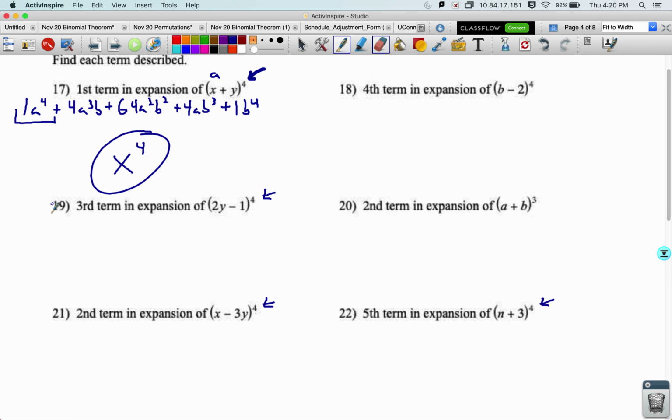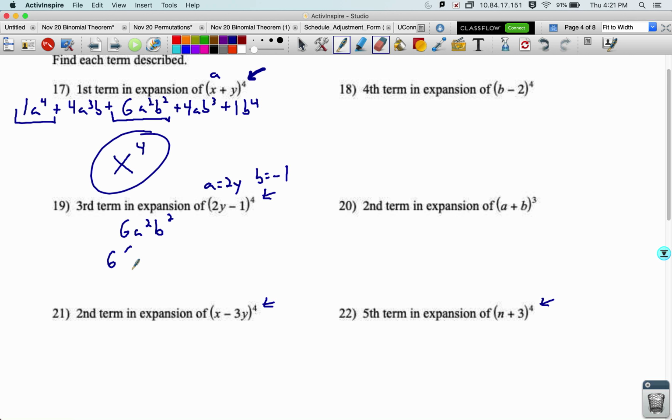Let's look down at 19, still using that same generic form, but now 2y has taken the position of a, and -1 has taken the position of b. And we're looking for the third term, so we're looking for this one right here. I wrote a 4 there. I think I was trying to talk and write at the same time, but that's definitely only a 6. So 6a squared b squared is our third term.